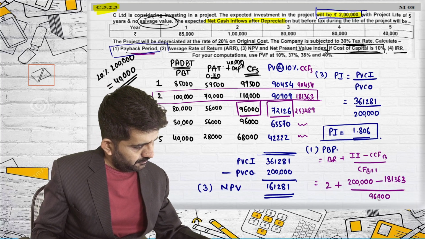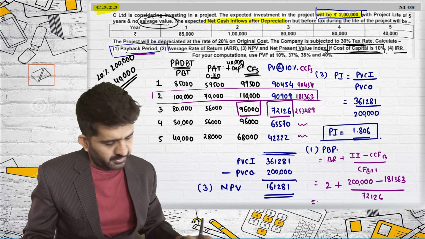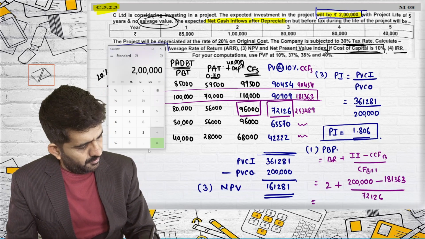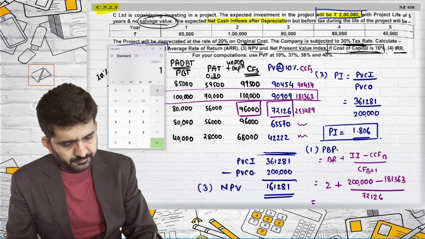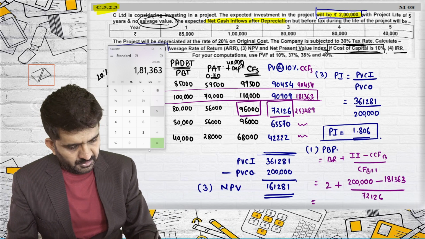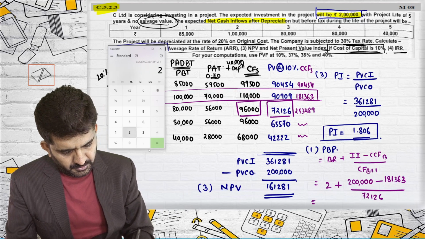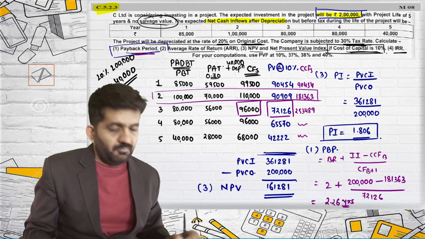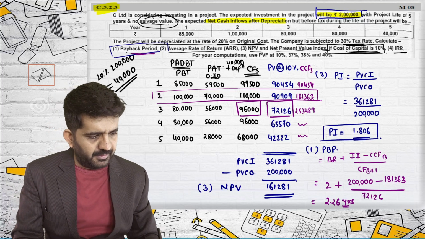72,126. I will be getting my payback period: 2 plus 2 lakh minus 181,363 divided by 72,126, which is 2.26 years. This is the discounted payback. Whenever it is possible to find out discounted payback, always find out discounted payback.